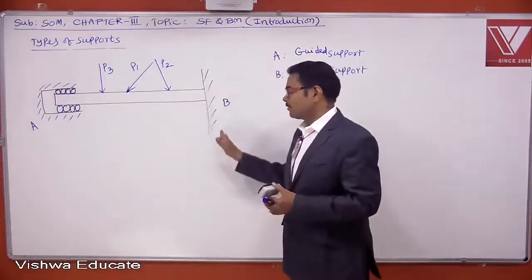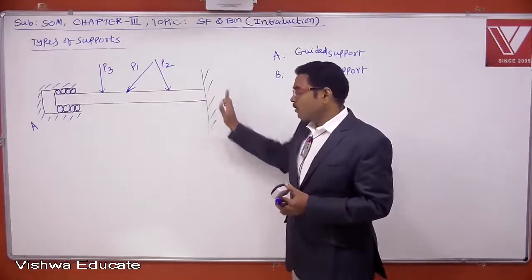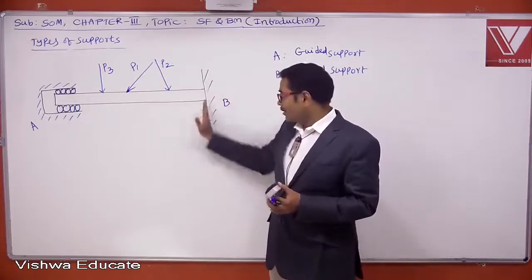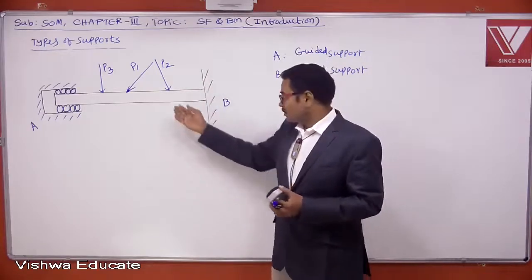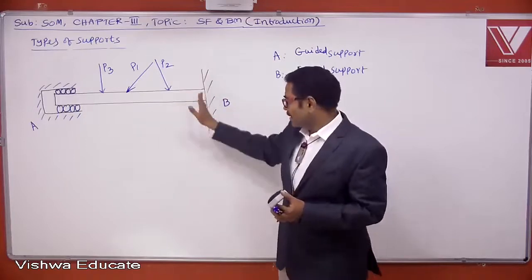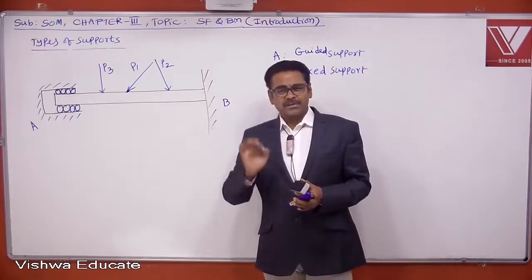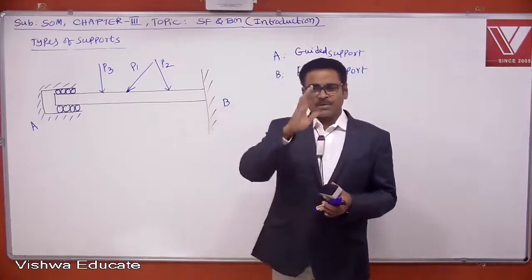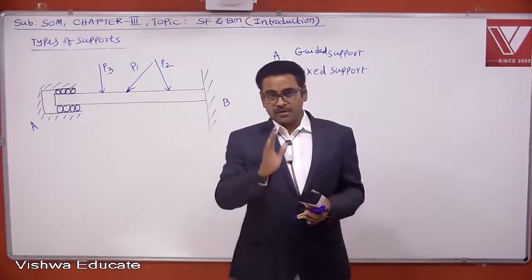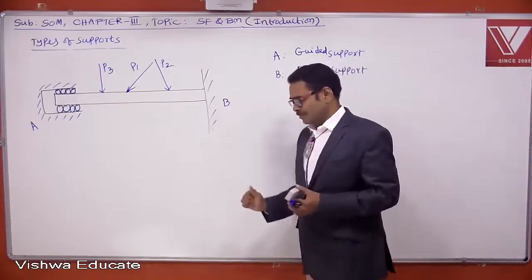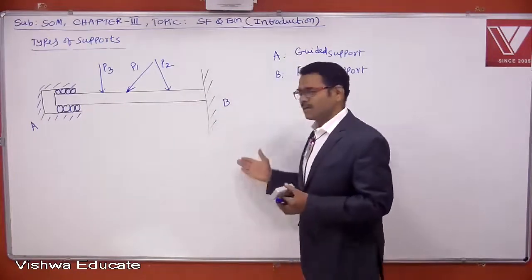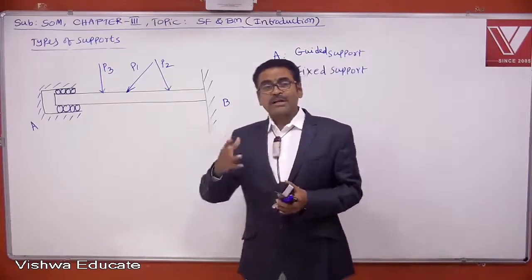First, I take fixed support. Above fixed support, the beam cannot displace either parallel to length or transverse to length. So displacement parallel to length is not possible. Displacement of the beam perpendicular to length is also not possible. Fixed support resists both displacements, displacement parallel to length of beam and displacement perpendicular to length of beam. Not only that, fixed support will resist even rotation of the beam. If a beam wants to rotate, fixed support will not allow it.